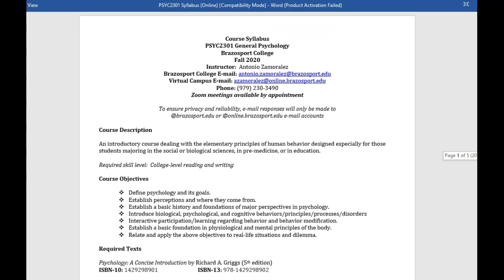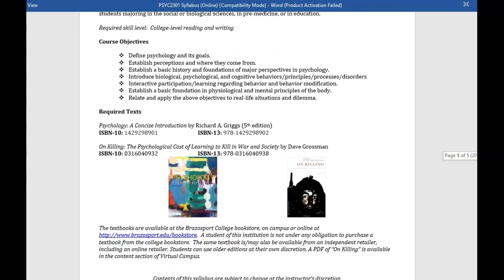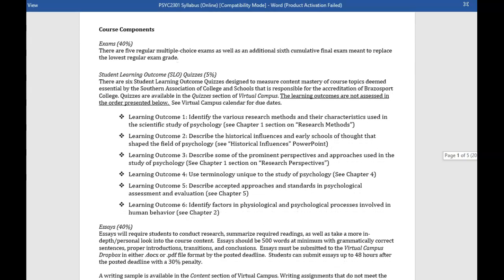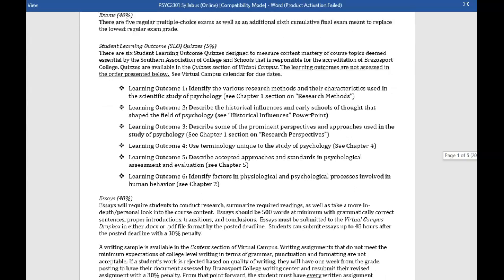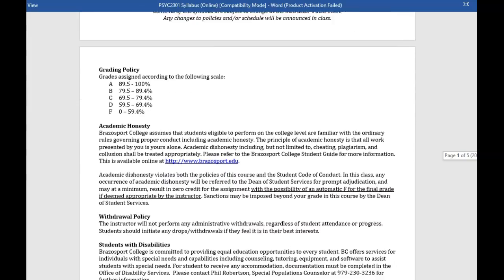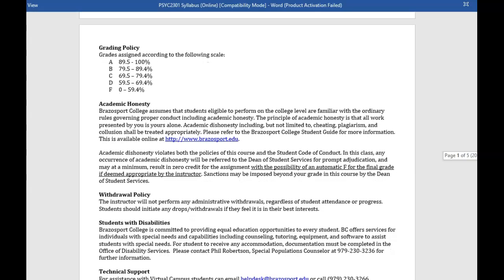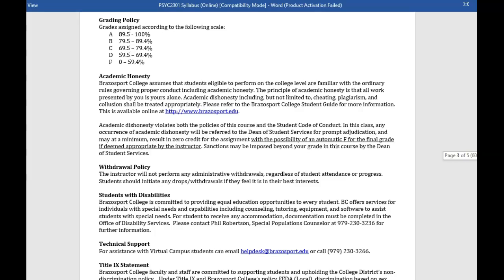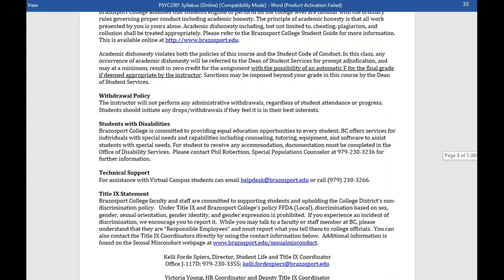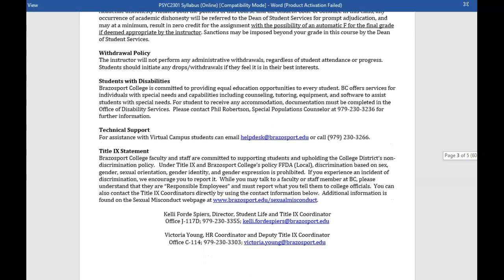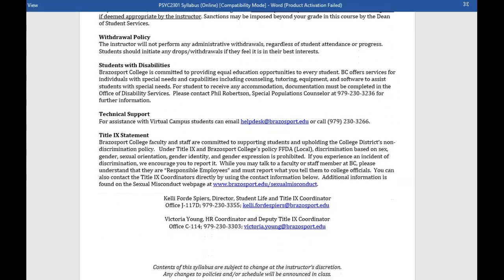Again, we went over the course description. We talked about the textbooks that are required for the class. We looked at the course components. As you can see, there's going to be multiple choice exams, multiple choice quizzes, writing assignments, and online video responses. We talked about the importance of academic honesty. We talked about our grading policy and withdrawal policy. We talked about students who have disabilities and who they should contact, students who have technical issues and who they should contact, and students who feel they are experiencing discrimination. The contact information is provided for that matter there.